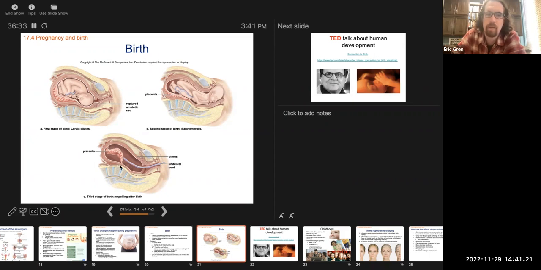And then here's that third stage where the baby's already come out. We've clamped off the umbilical cord, but we need to actually deliver the placenta. The placenta needs to come out as well. And that happens maybe 15 or so minutes after the baby's born.